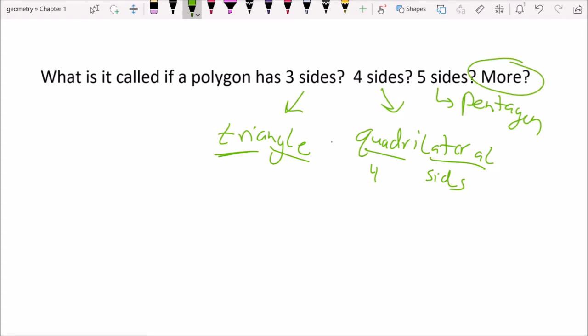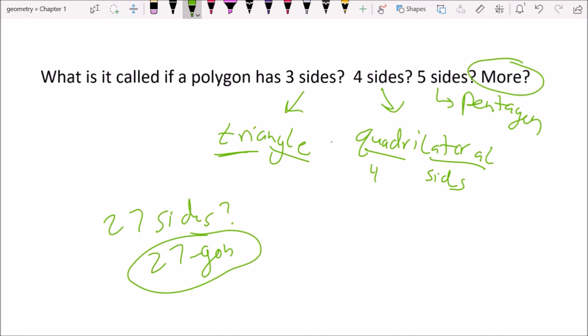And what if it has a lot more sides than that? There are technical names for all these, like there's really long ones, but usually in class we don't do that. Rather than learning all those different names, if it had 27 sides, we would just call it a 27-gon. We do that so we don't have to learn all of that Latin and Greek and try to figure out all of those crazy names. So we just leave it at that.